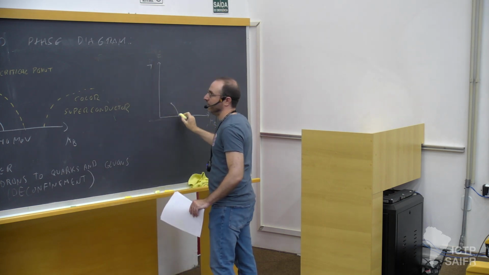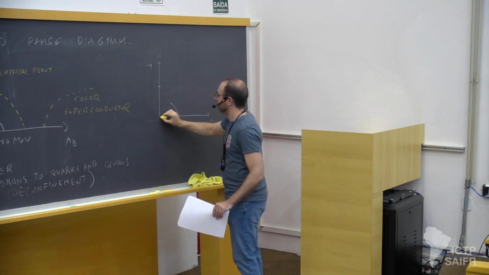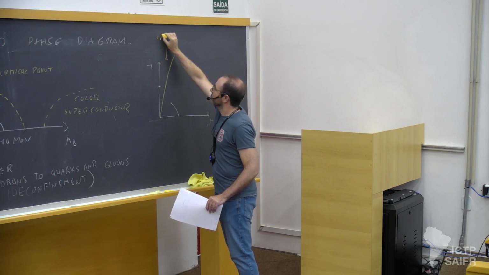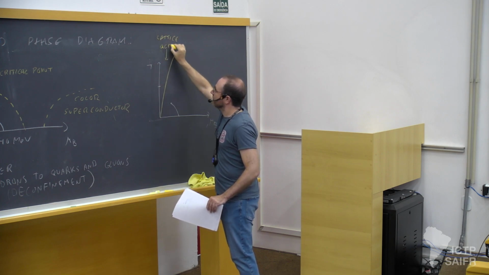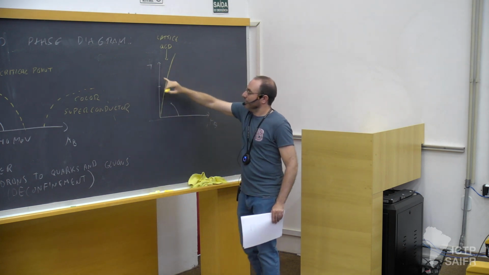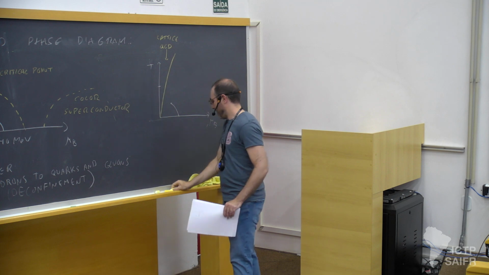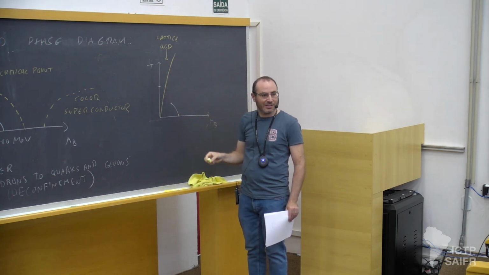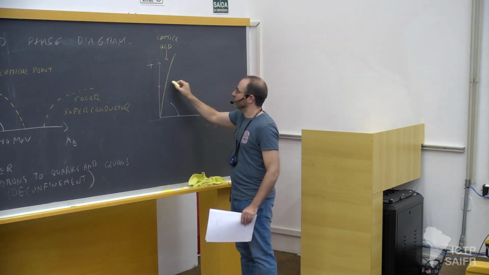So roughly speaking, we know we can apply lattice QCD in this region. So we can do calculations using lattice QCD at low densities and high temperature.